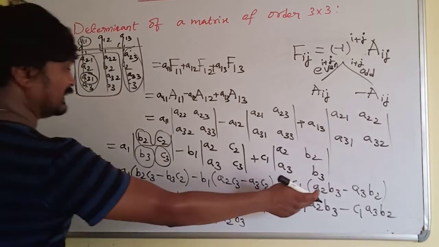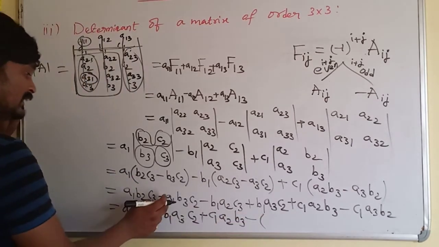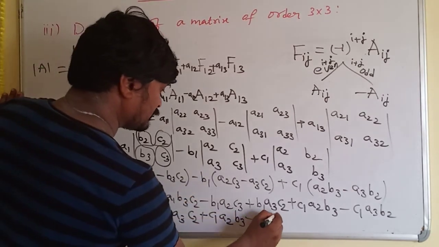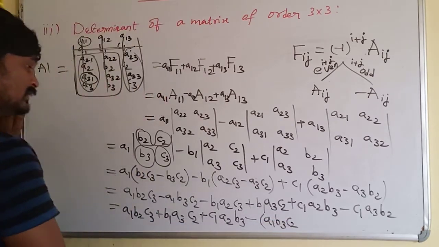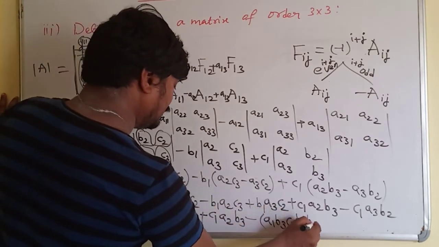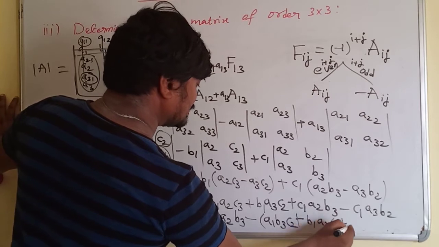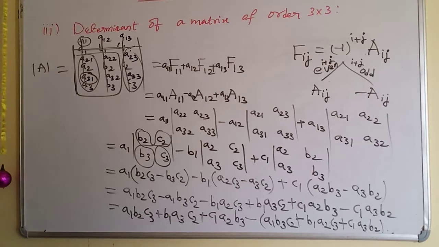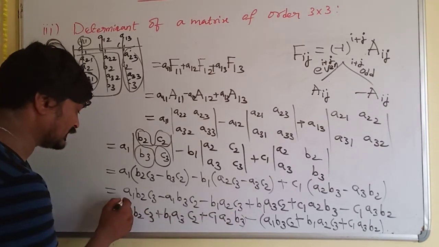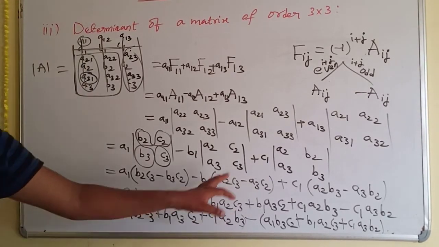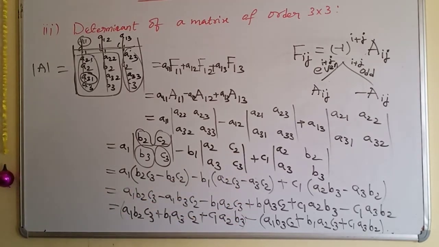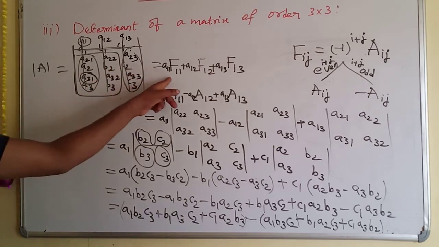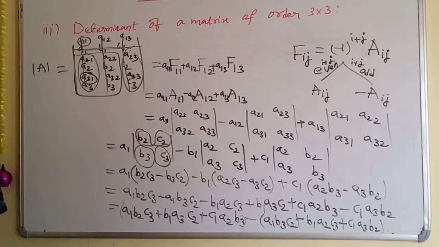Now all the places minus common: B common minus A1, B3, C2; A1, B3, C2. Next plus B1, A2, C3 plus C1, A3, B2. So this, just simplified, you check now: previously I wrote an answer, and these both are the same only. Because of that reason, we finish this in the form of cofactors and minors. So minors and cofactors are used to find the answer.